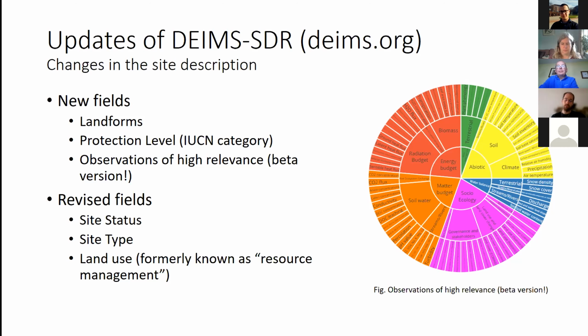In addition to that, we have revised a few fields: the site status, the site type, and the land use, which was called resource management before that. Mostly we use standardized code lists now for things that didn't have standardized code lists before.